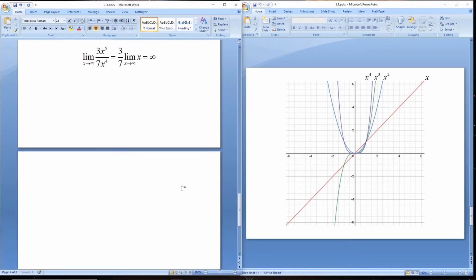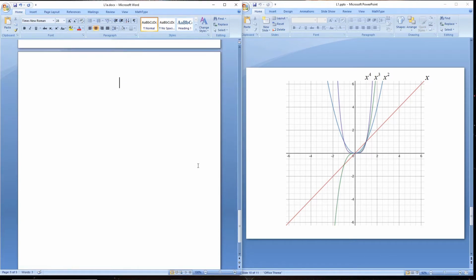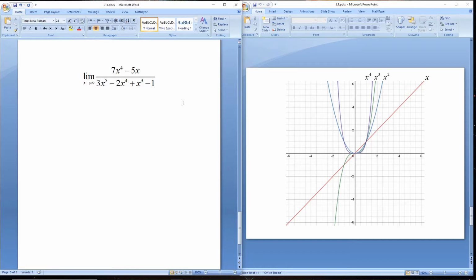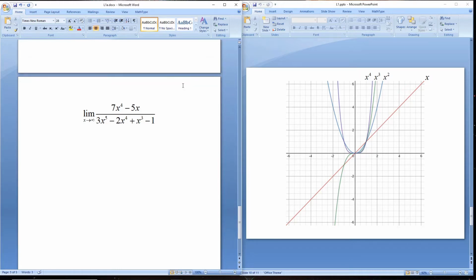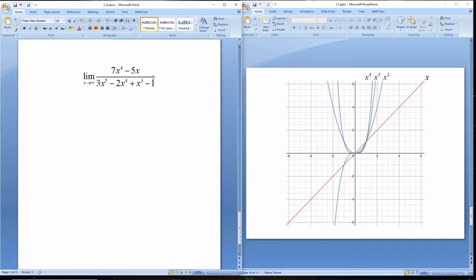By the way, you may have seen this in algebra. Some teachers do talk about this with horizontal asymptotes. You may have learned 3 rules. You may have not known where those rules came from, but you may have learned them. They come from the limit. So let's take a look at this one.